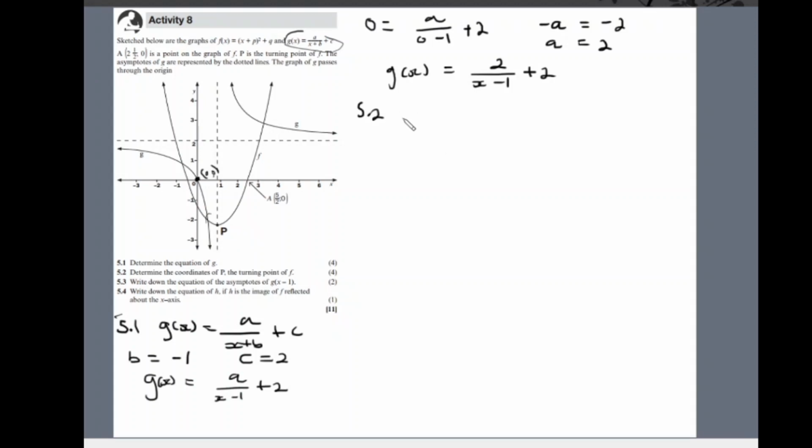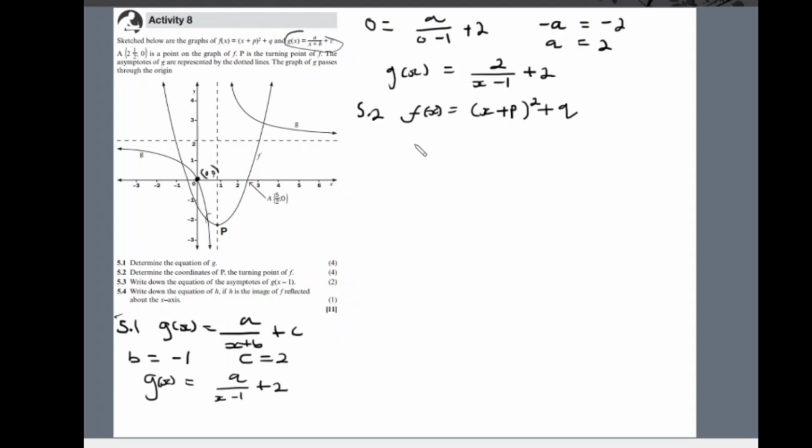So to do that, let us just write down our equation. f of x equals (x plus p) squared plus q. We said the equation of the vertical asymptote is x equals 1, and that vertical asymptote of g is also the axis of symmetry for f.